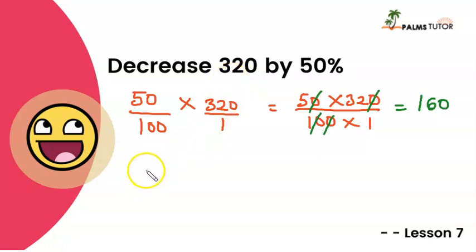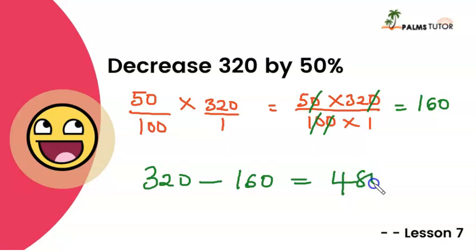So now we'd have 320 minus 160. Can you see? As against increase, we would have added if it was an increase. So what does it give us? 480. So 160. I actually added it. Sorry, it should be a takeaway. Decrease is taken away. So I have 160. So reducing 320 by 50% is actually 160.